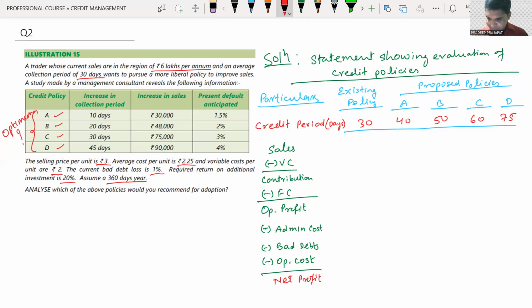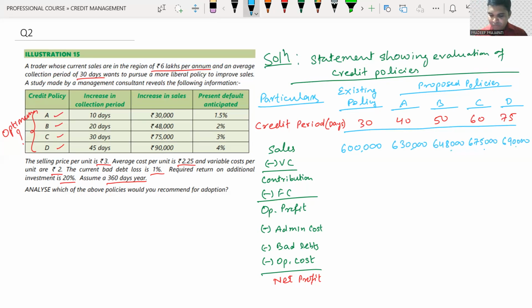So very simple. Sales, 6 lakh. So existing sales is 6 lakh, so I am writing here rupees 6 lakh. And this sale will increase by 30,000. So here it will be 6 lakh 30,000. Here it will be 648. And here it will be 675. And the last one is 6,90,000. From sales, you have to deduct variable cost.